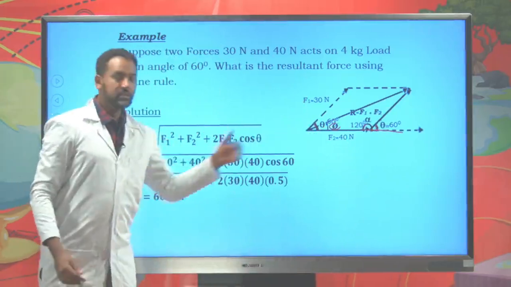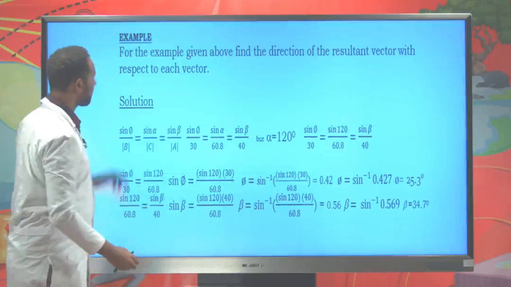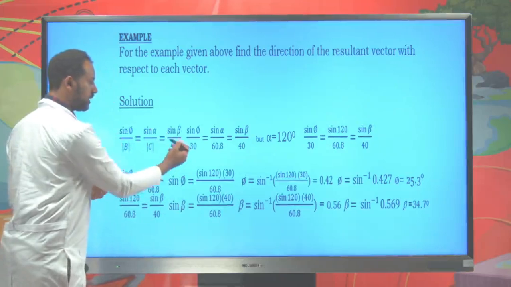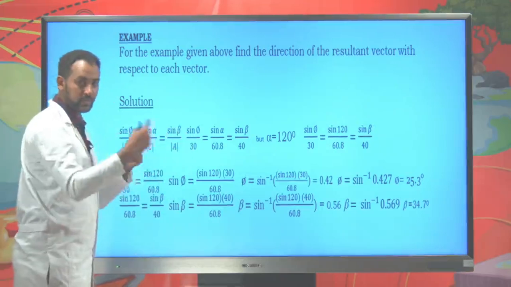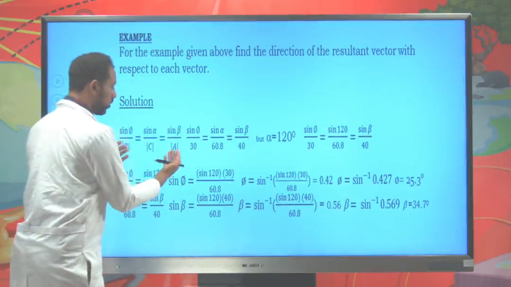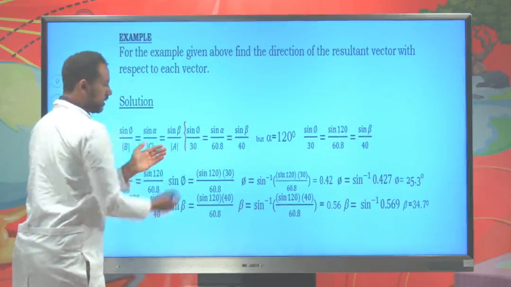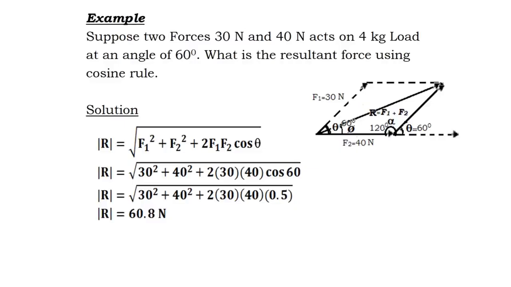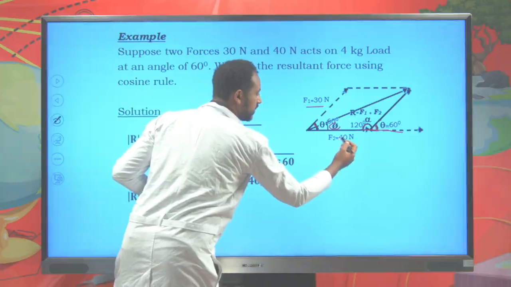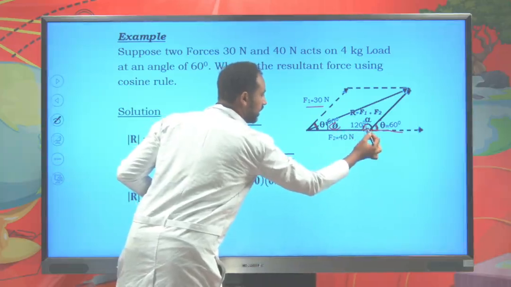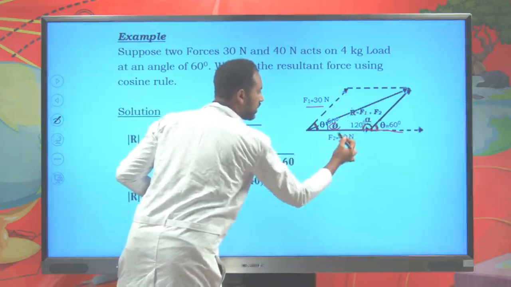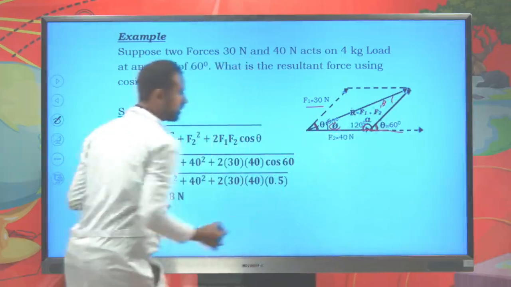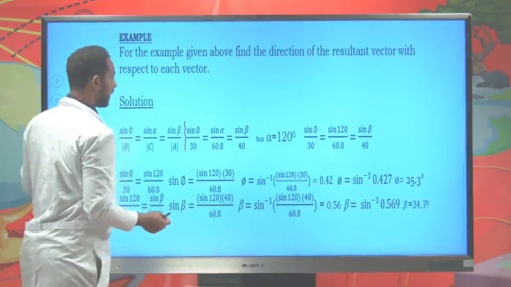To find the angle phi, it's possible to use sine law. How? Sine law states that sine phi over the magnitude of B, sine alpha over the magnitude of C, sine beta over the magnitude of E, the opposite sides that we have already previously discussed, are equal. Then it's possible to use sine phi. Let's see the sine phi, 30 Newton, and here you have 40 Newton, sine 120 over, the opposite is R. And here you can find beta, for example. If this is beta, sine beta over the opposite is 40 Newton. This is what sine law states.